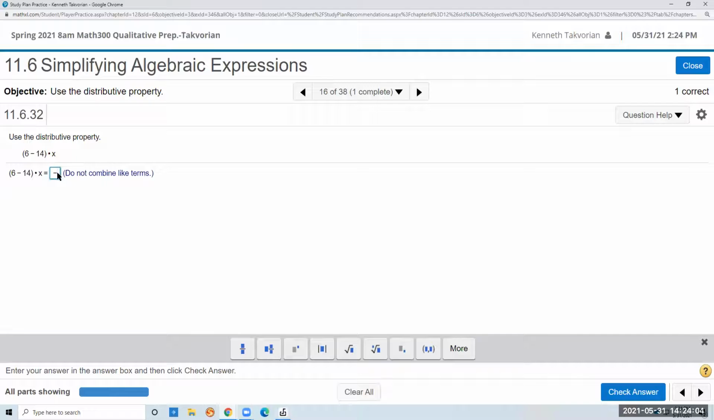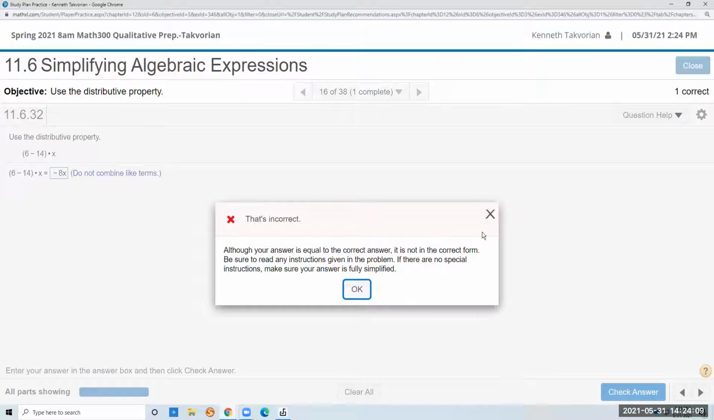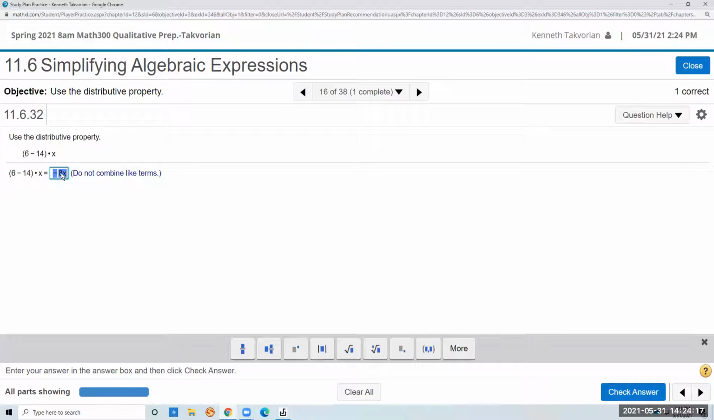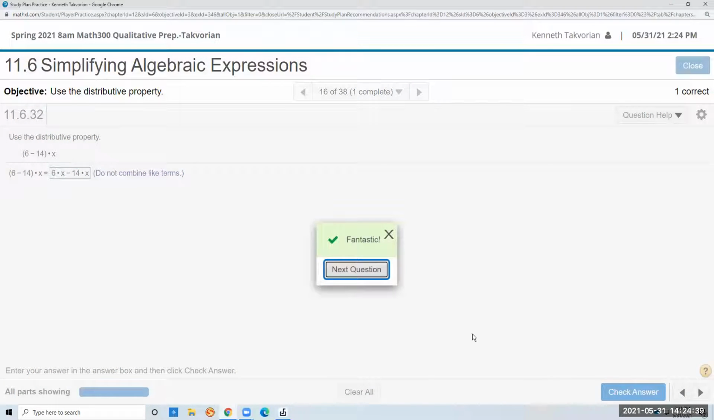It's going to mark me wrong because I didn't pay attention to the directions. It wants to show the thought process. So the thought process would be 6 times x, take away 14 times x. That is showing the distribution process. Let's check the answer. We got it right.